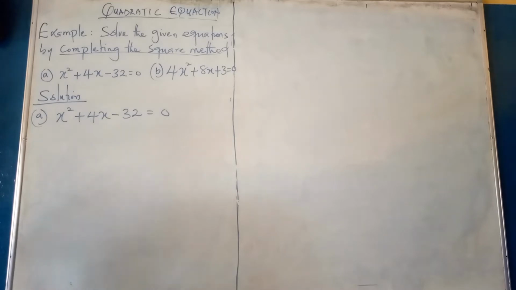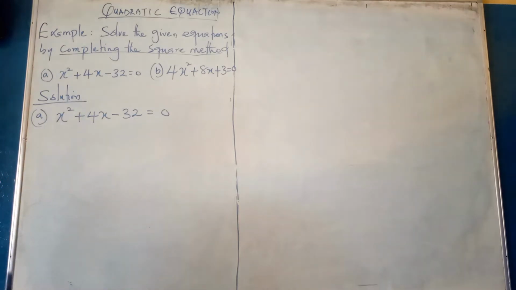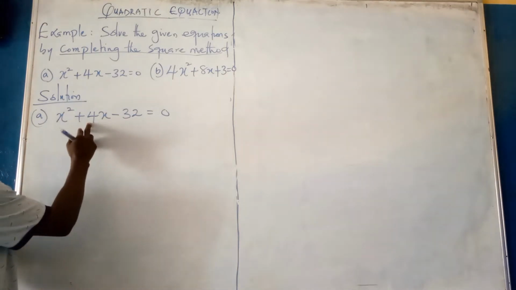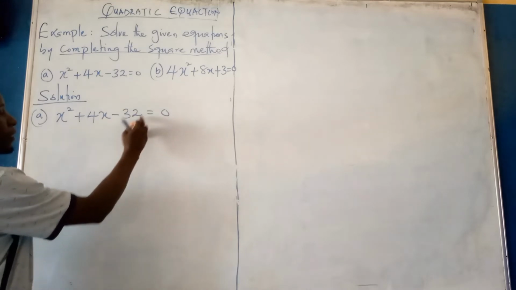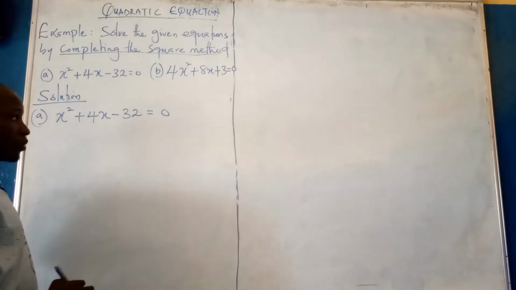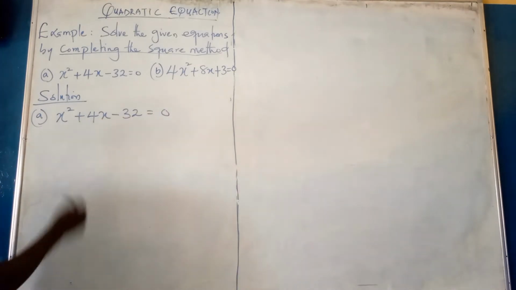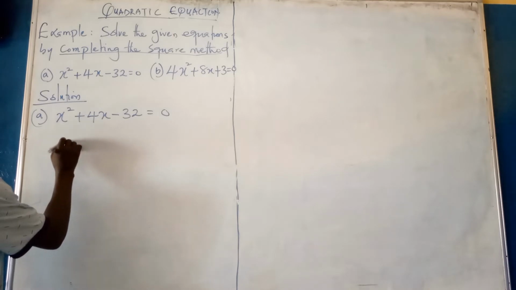Now, the first thing we're going to look at here is to ensure that the coefficient of x squared is unity, which is already satisfied. The coefficient of x squared is just 1. This is in terms of x, and the other part is only a constant, which has nothing to do with the variable. Therefore, we take this constant to the other side.